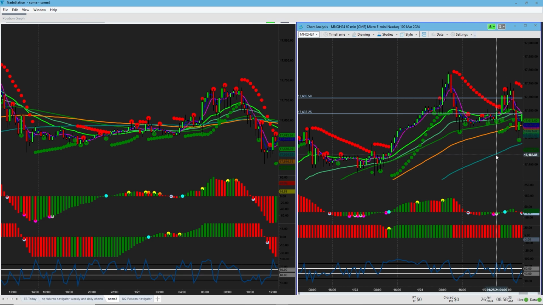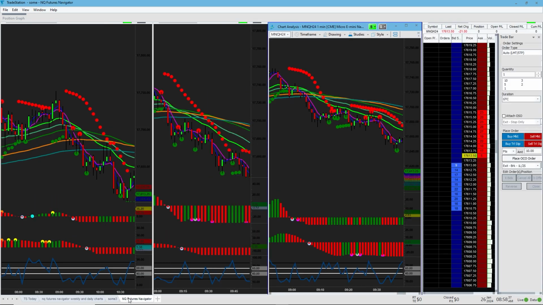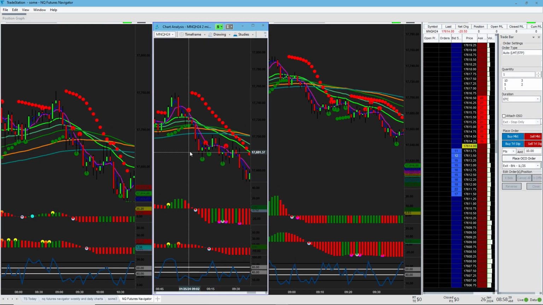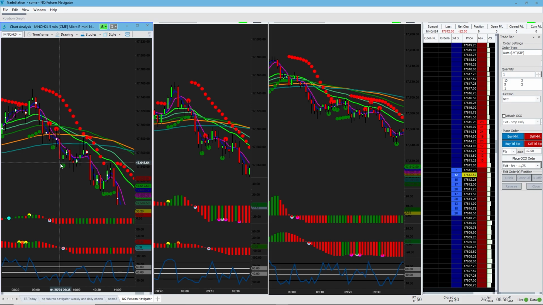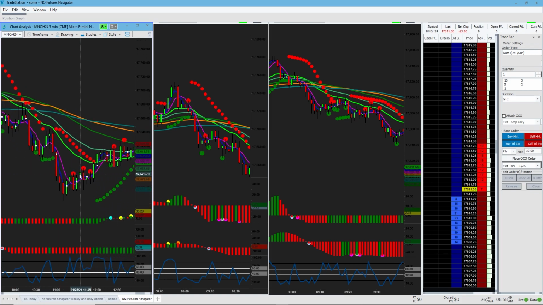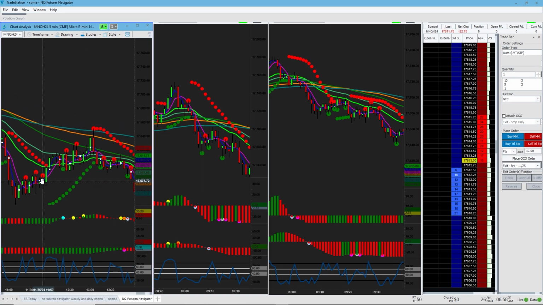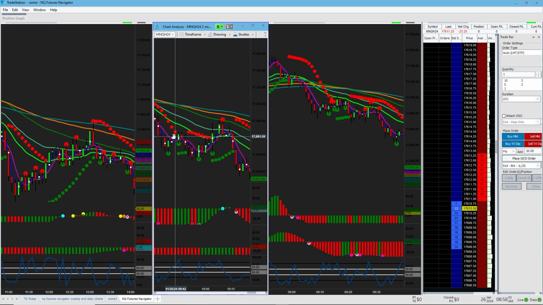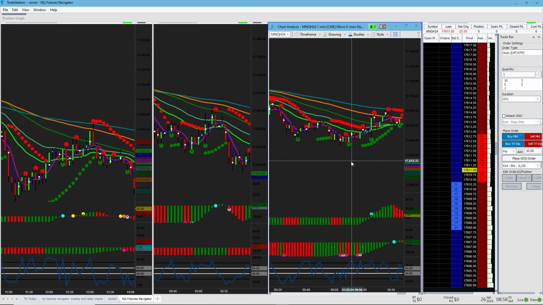And I can show you a good short that could have been taken yesterday, which is on the 5-minute at the crossovers. You had it close below, we had it retest, could have entered here, and it just trended downwards. Same thing with the 2-minute, and same thing with the 1-minute. And yeah, that's basically it.